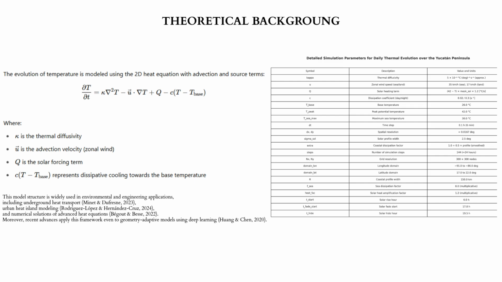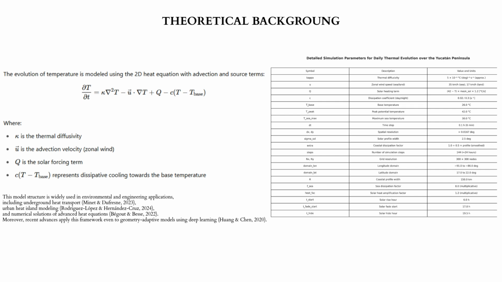At the right side of the slide, we can see a lot of constants used in the Python simulation that we made. In this case, we consider a base temperature of 26 degrees, the maximum land temperature of 42 degrees, the maximum sea temperature of 30 degrees, and dissipation is stronger at night and inland. The coastal profile is smoothed with a Gaussian filter.